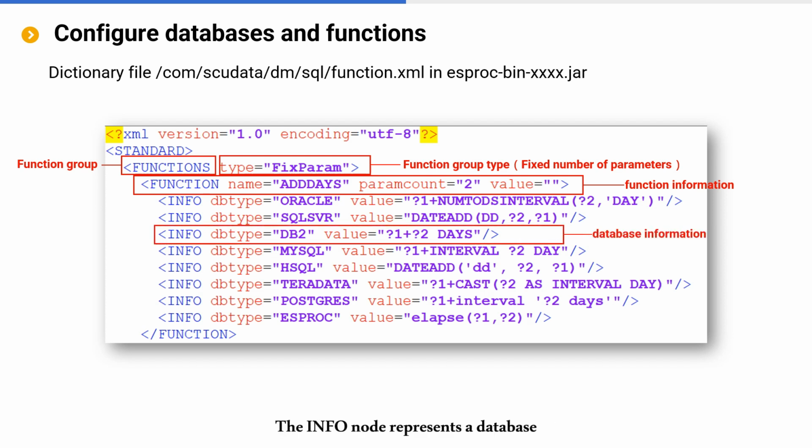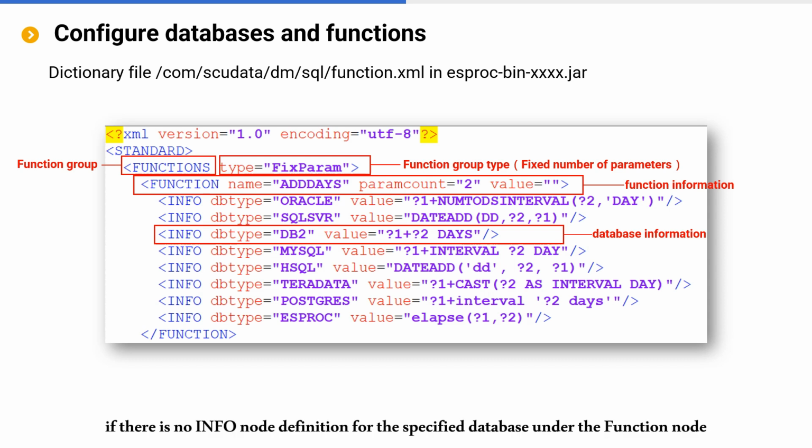The info node represents a database. DB type is the database name. An empty string indicates simple SQL of SPL, and value is the corresponding value when translated to this database. In the value, ?, or ?1, represents the value of the first parameter of the function. ?2 represents the second parameter value of the function, and so on. When the value in info is an empty string, the value of the parent node function is used. When translating, if there is no info node definition for the specified database under the function node, this function remains unchanged and will not be translated.